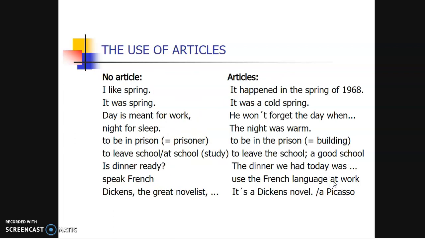The use of articles: the zero article, the indefinite article and the definite article. For example, with no article, we can say, I like spring. It happened in the spring of 1968. It was spring, no article. It was a cold spring. Day: you won't forget the day when also the night was warm.